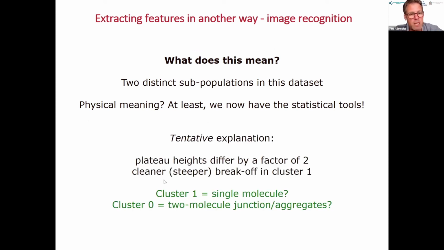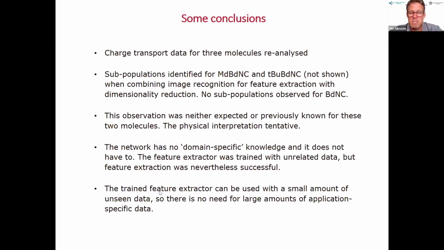Right? Now, the tentative explanation that we've come up with is that because the plateau height is larger by a factor of 2 in cluster 0, and that we get a steeper, cleaner break-off in cluster 1, perhaps cluster 1 has proper single molecule events, where you have an individual molecule bridging the gap and then breaking, whereas in cluster 0, you may have 2 molecules or small aggregates bridging the junction before it finally ruptures. Yeah, but you can actually now start to interpret these data in much more detail than you would be able to with conventional methods.